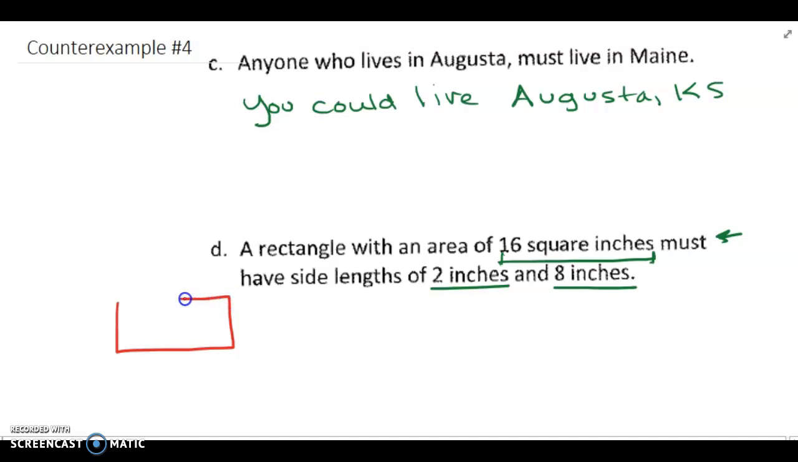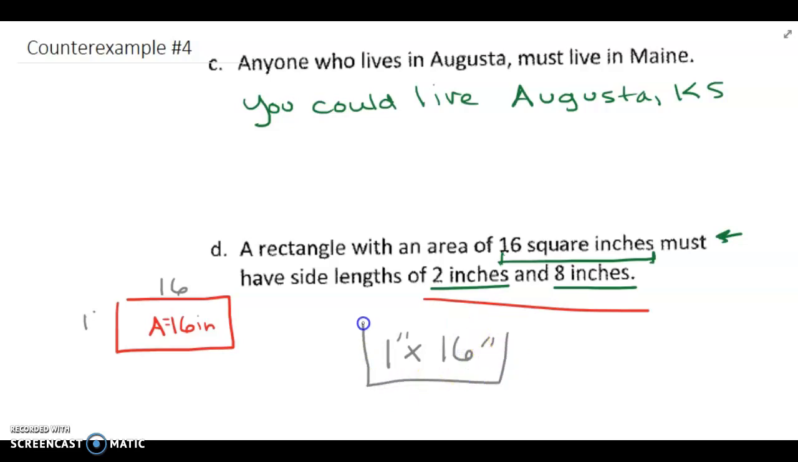Remember, to find a counterexample, our hypothesis has to be true. So it has to have an area of 16 inches. Okay, but our conclusion is going to be false. So it won't be 2 by 8. Okay, well, couldn't it be, I don't know, 1 by 16 or 4 by 4? I'm just going to put 1 inch by 16 inch. That would be a counterexample to show this statement is false.